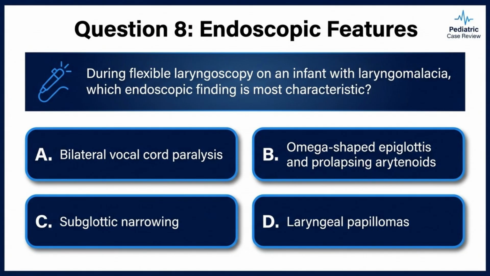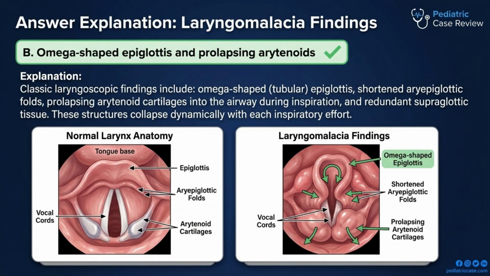Option 3, subglottic narrowing. Option 4, laryngeal papillomas. The correct answer is option 2. The comparative endoscopic images clearly contrast normal anatomy with laryngomalacia.